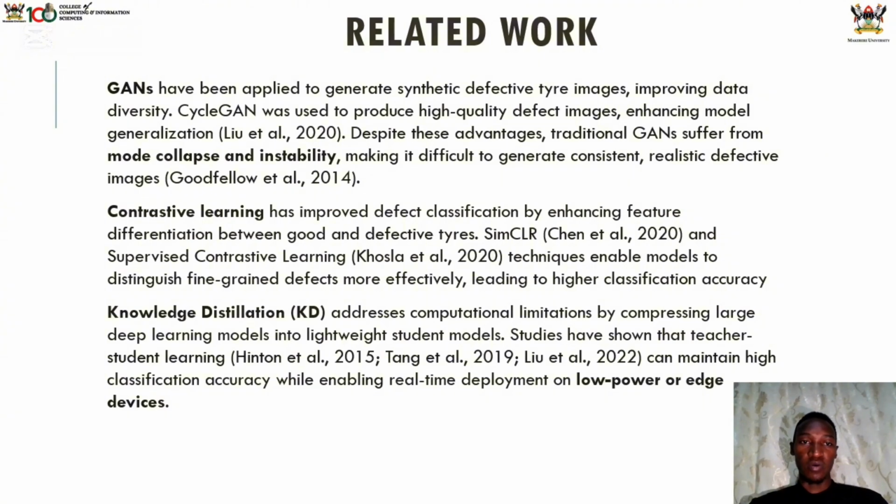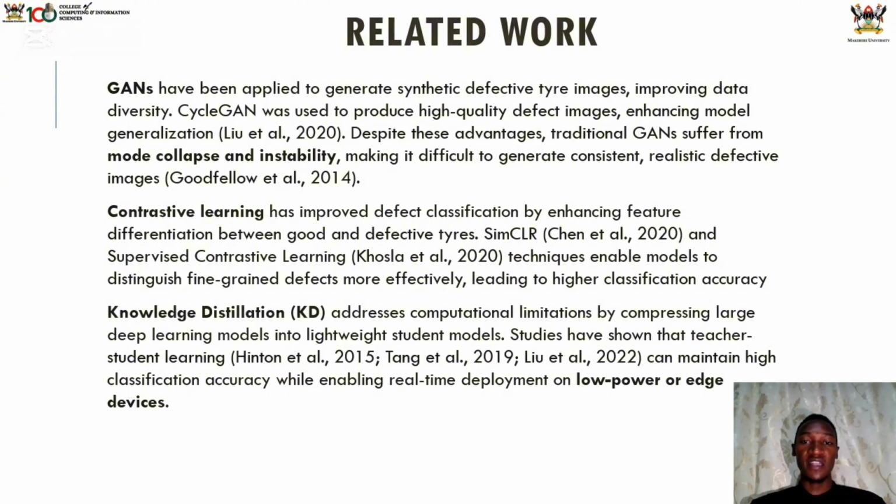These are some of the research that has been made concerning this project, and one of them is CycleGANs. CycleGANs were used to produce high quality defective images, helping with generalization, and it was done by Louis in 2020. Although it's better than the traditional GAN, it still faces model collapse and instability, making it difficult to generate consistent and realistic images.